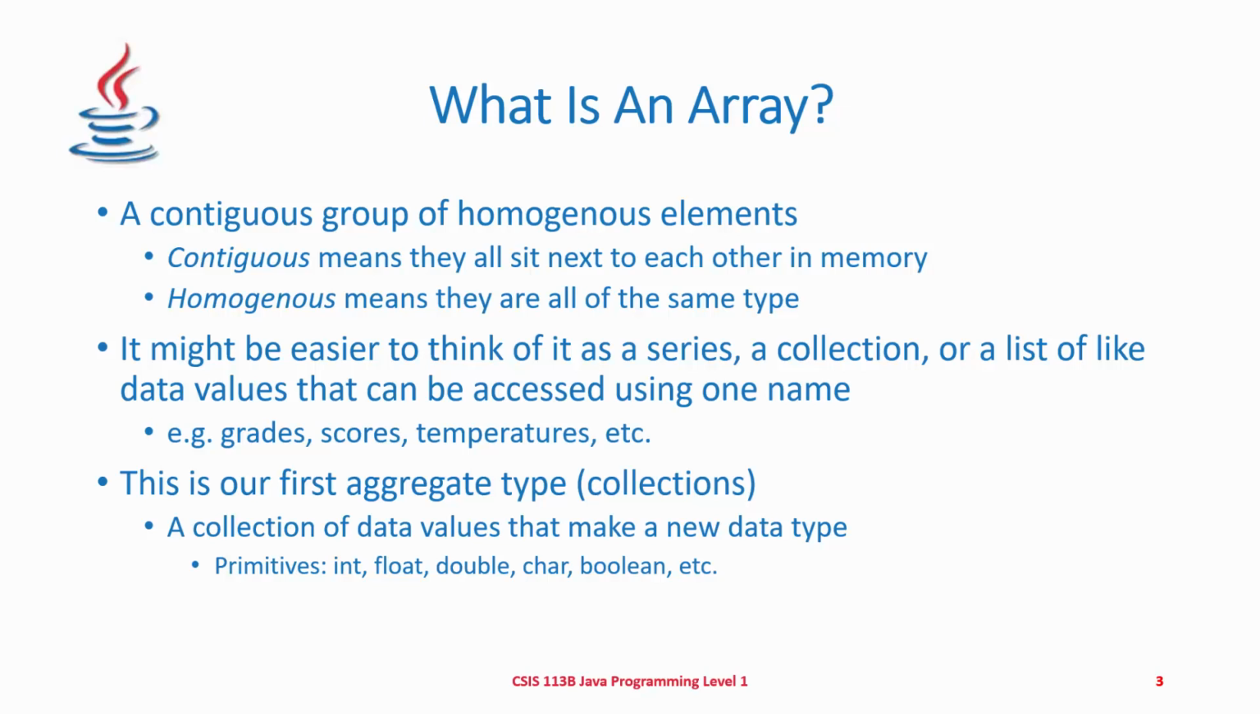and then you can reference that array by this one name. This is our first aggregate type, and you'll hear it referred to often as collections, also another category used to reference these types of data types. There's various types of collections like lists and dictionaries. An array is just another type of collection. So another way to think of it then is as a collection of data values that makes a new data type. So you've been introduced to the primitives, integers and floats and doubles and chars and booleans, and we can have those all in a collection, which then at that point becomes a new data type.